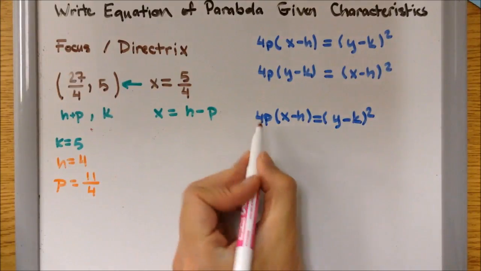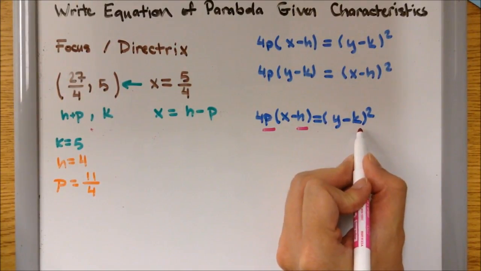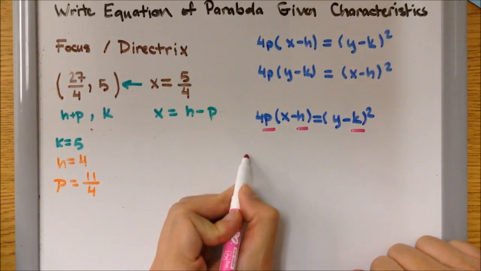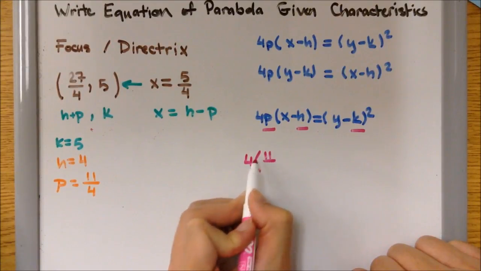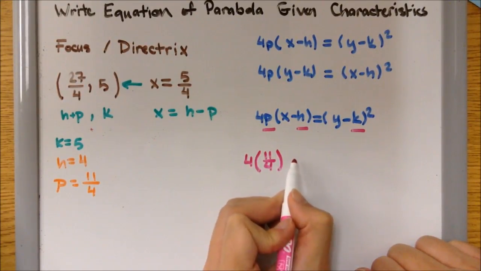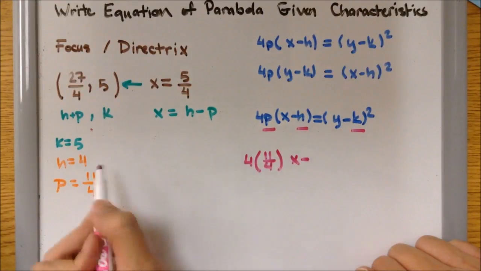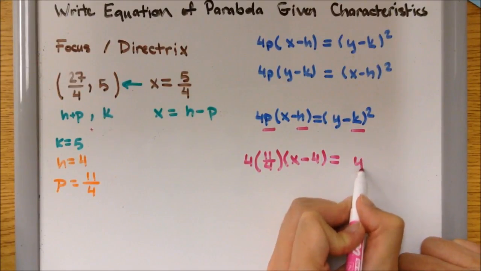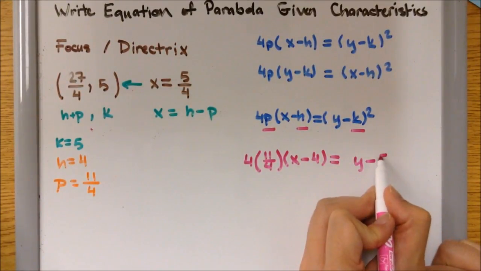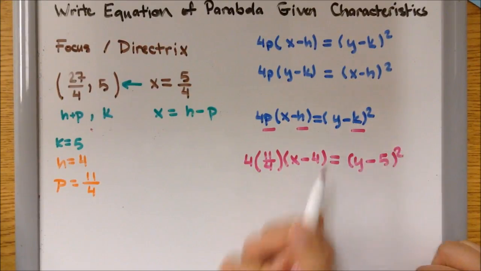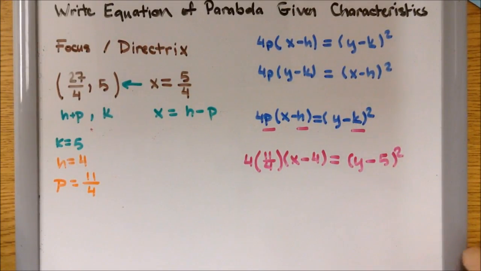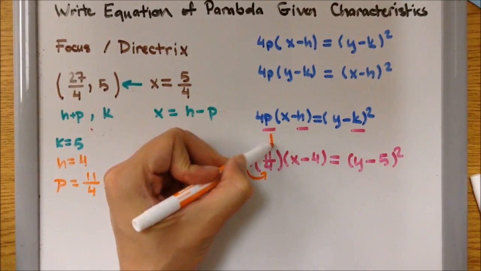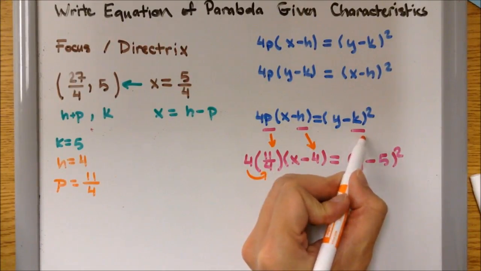So I'm going to plug in the p value, the h value, and the k value. Alright, so it's going to be 4 times 11 over 4 times x minus, our h value is 4, so I'm going to plug it in with a set of parentheses, equal y minus, our k value is 5, parentheses, and the square. So the only thing I have left to simplify is this. P is this, h is this, k is this.